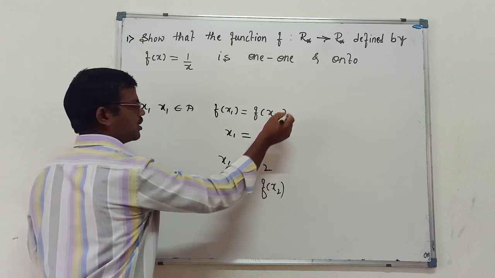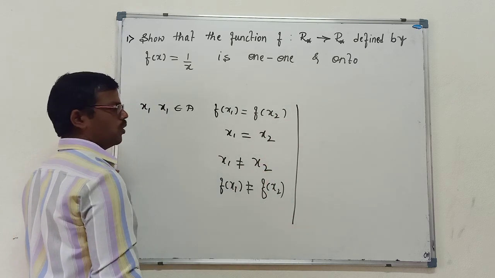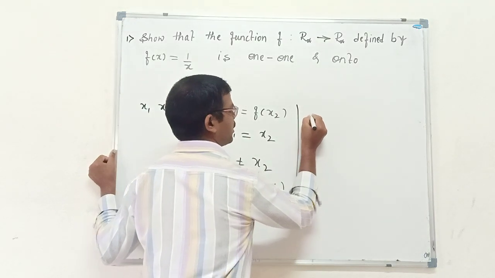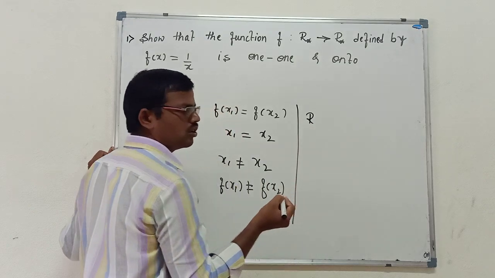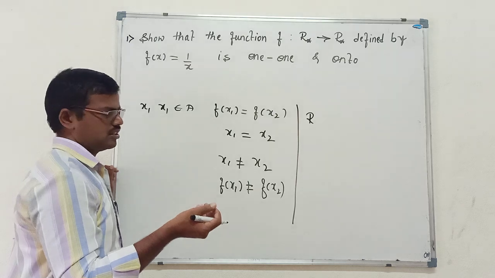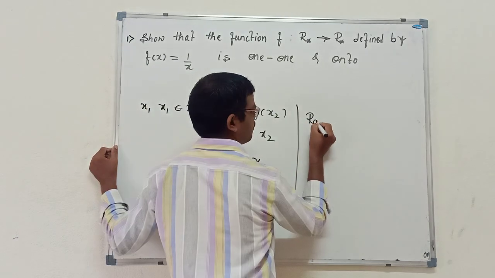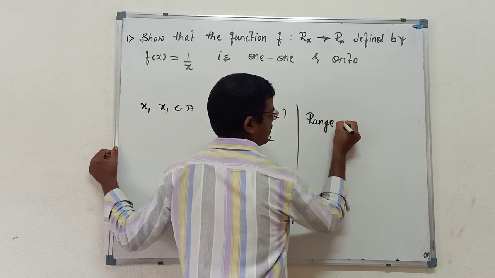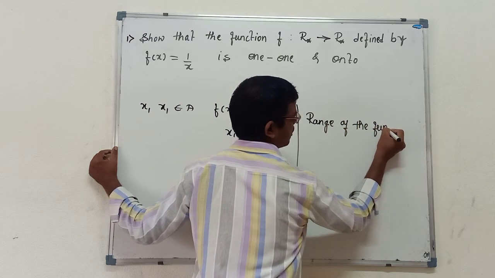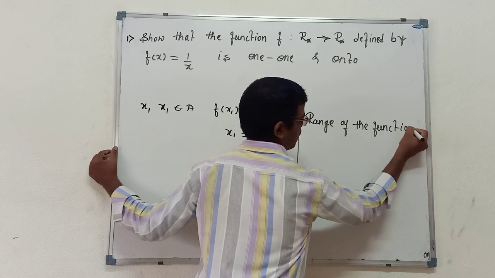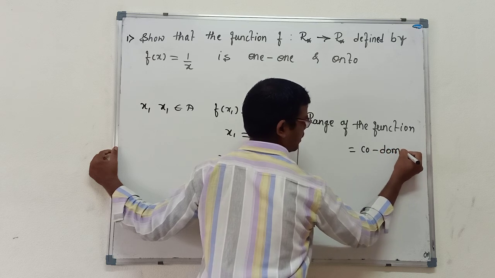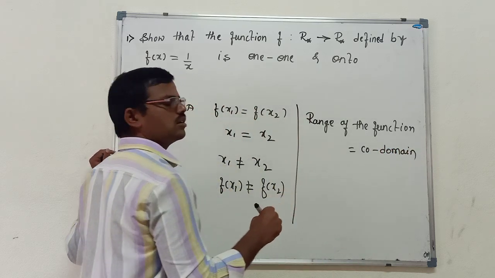Next we come to the onto function. How to identify the onto function? One method is, first we have to find the range. Range means the collection of all the images of the given function. If the range of the function is equal to the codomain, then we say that the function is onto.